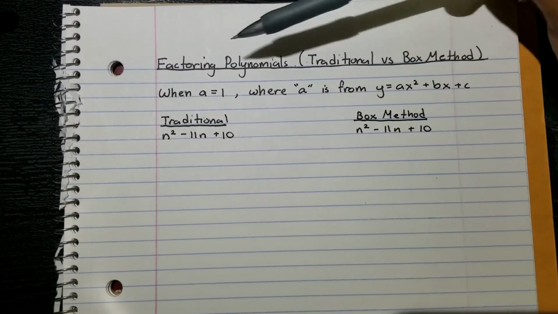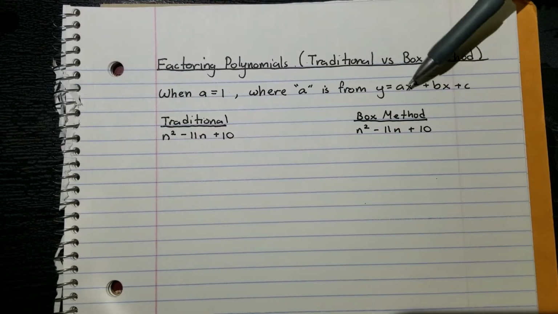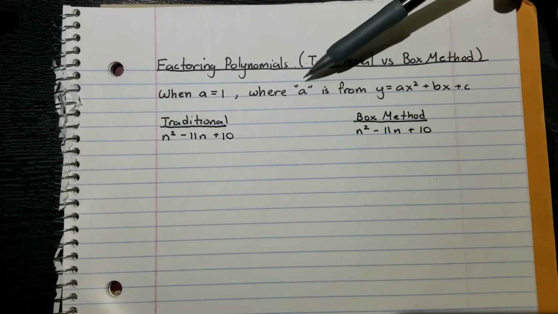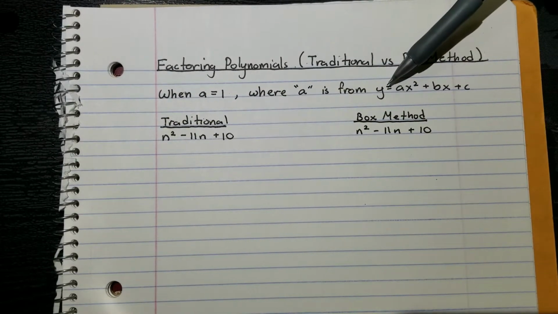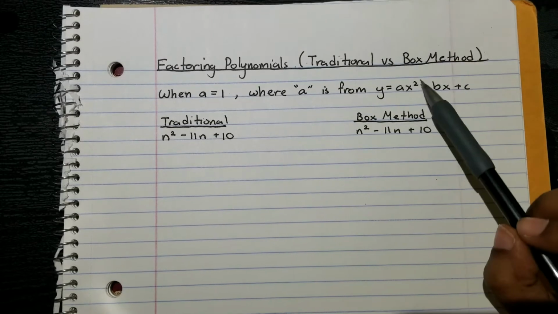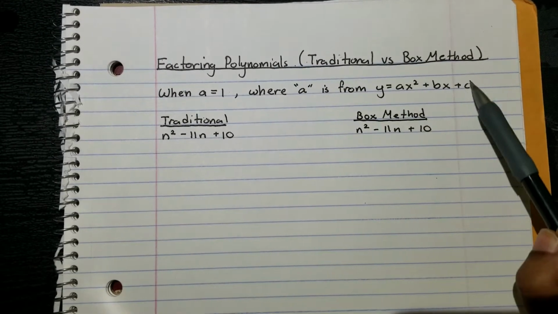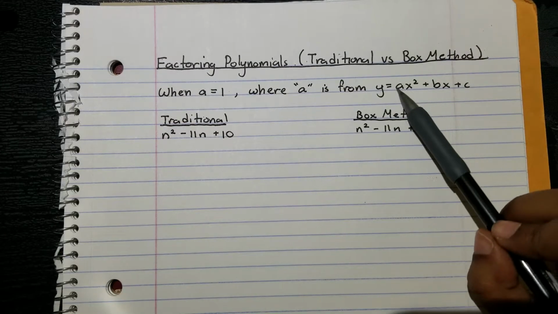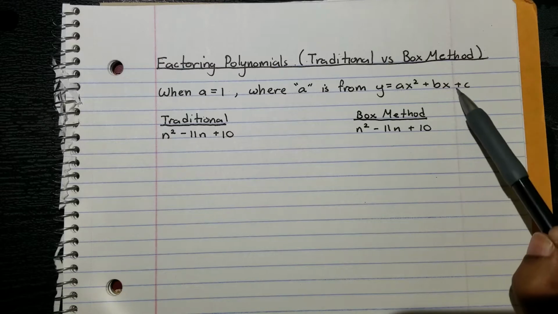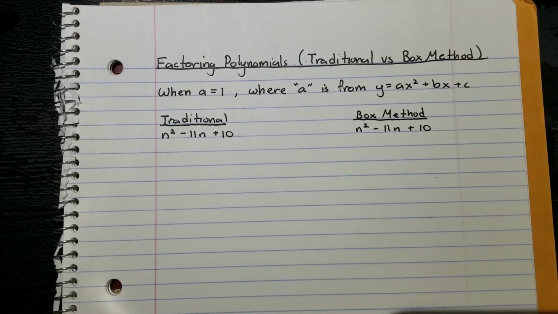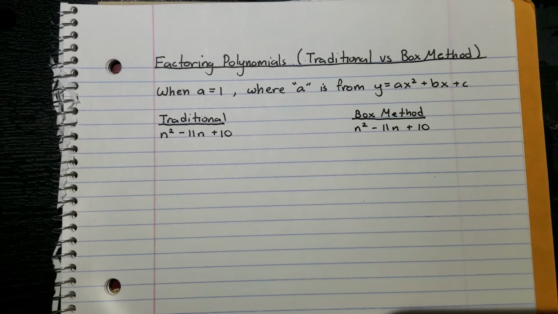So we're going to focus on polynomials where a equals 1, meaning the leading coefficient is 1. And where do we get this a? It's from the quadratic in standard form. You start off with your highest term, x squared, then bx, and then your constant c. Your a is always with the x squared term, your b is always with the x term, and your c is just by its lonesome. Alright, so let's use the traditional method.